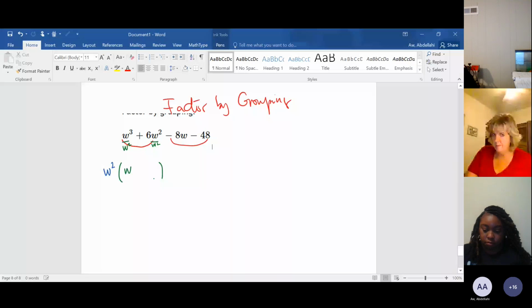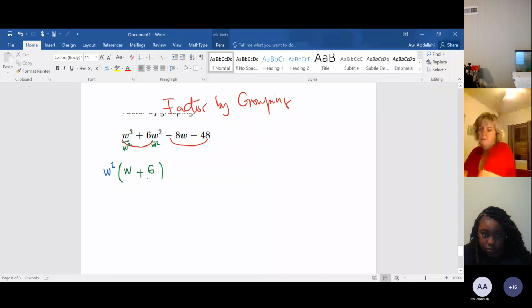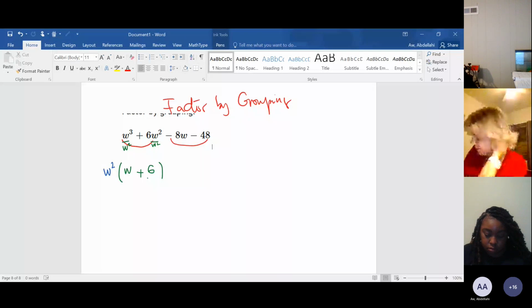What is 6W squared divided by W squared? 6. Plus 6. Thank you. Now comes something very, very important. Look at the two last terms. What is the GCF of the two? The two last terms, negative 8W minus 48. What is the GCF?